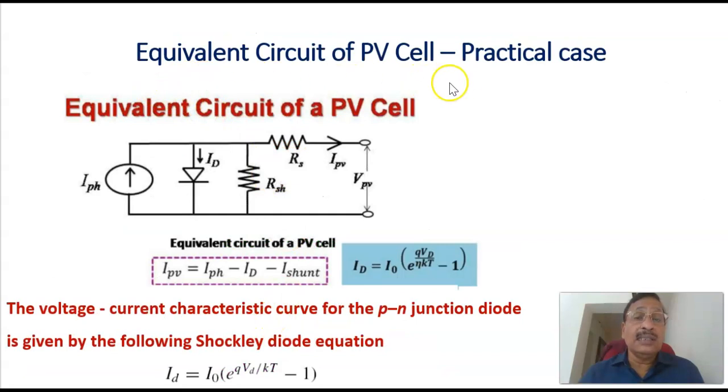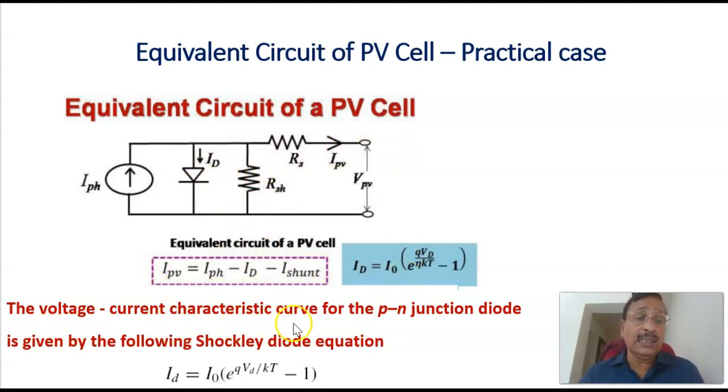What we have discussed so far is an ideal PV cell equivalent circuit, but in a practical case, there will also be a series resistance and a shunt resistance. So the practical equivalent circuit of a PV cell has a series resistance as well as a shunt resistance. In that case, the current that can be supplied is given by the total photocurrent I ph minus the diode current, minus the shunt current ISH.